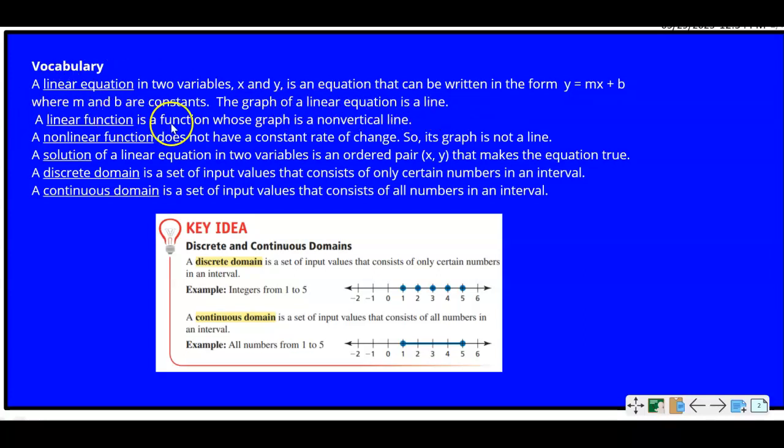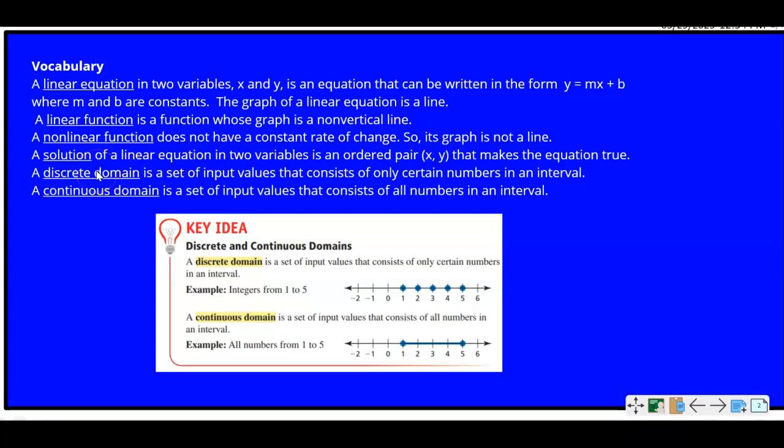A linear function is a function whose graph is a non-vertical line. Remember, it has to pass the vertical line test to be a function. So it can't be a vertical line and still be a function. But all linear equations are lines, and if it's a non-vertical line, it's a linear function. A non-linear function does not have a constant rate of change, so its graph is not a line. So there are functions that are non-linear, but they are not going to be represented by a line. Okay, they would not have a constant rate of change.